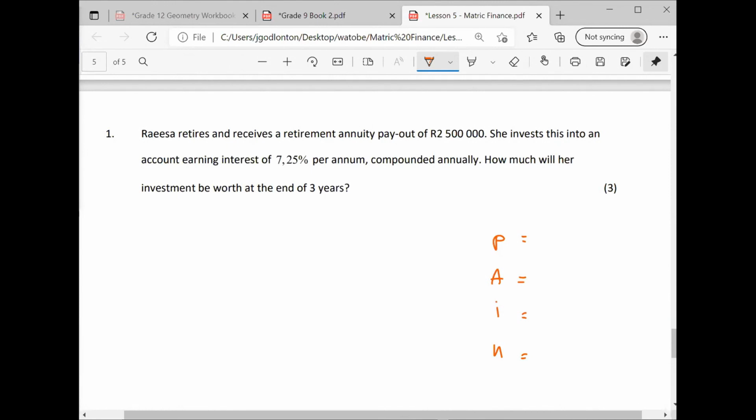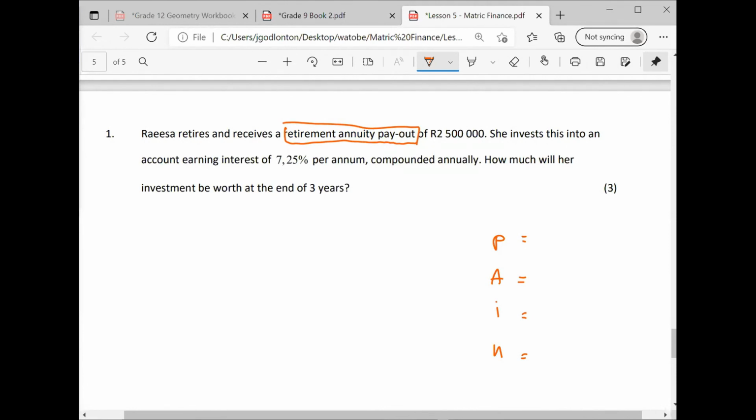So this question is not an annuity because I'm not making payments. Someone fell for the trap. It's okay, I can see how you're like, it says it's a retirement annuity. Yes. But it's a retirement annuity payout, which means there was just this amount of money that was then invested for a certain amount of time at a certain interest rate.